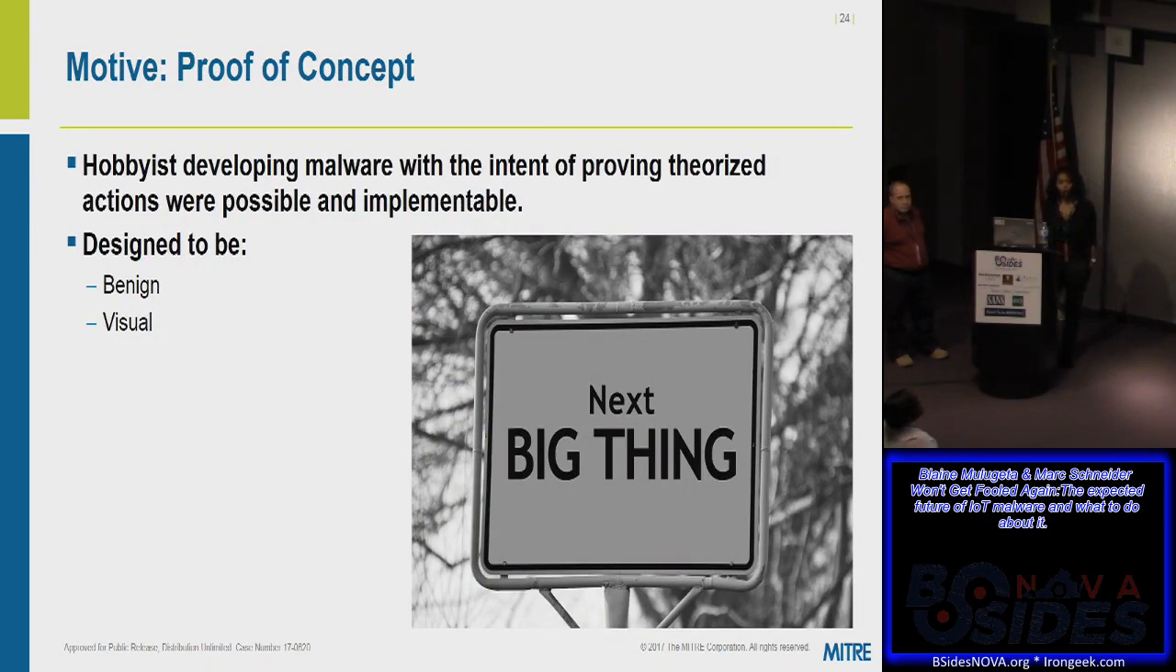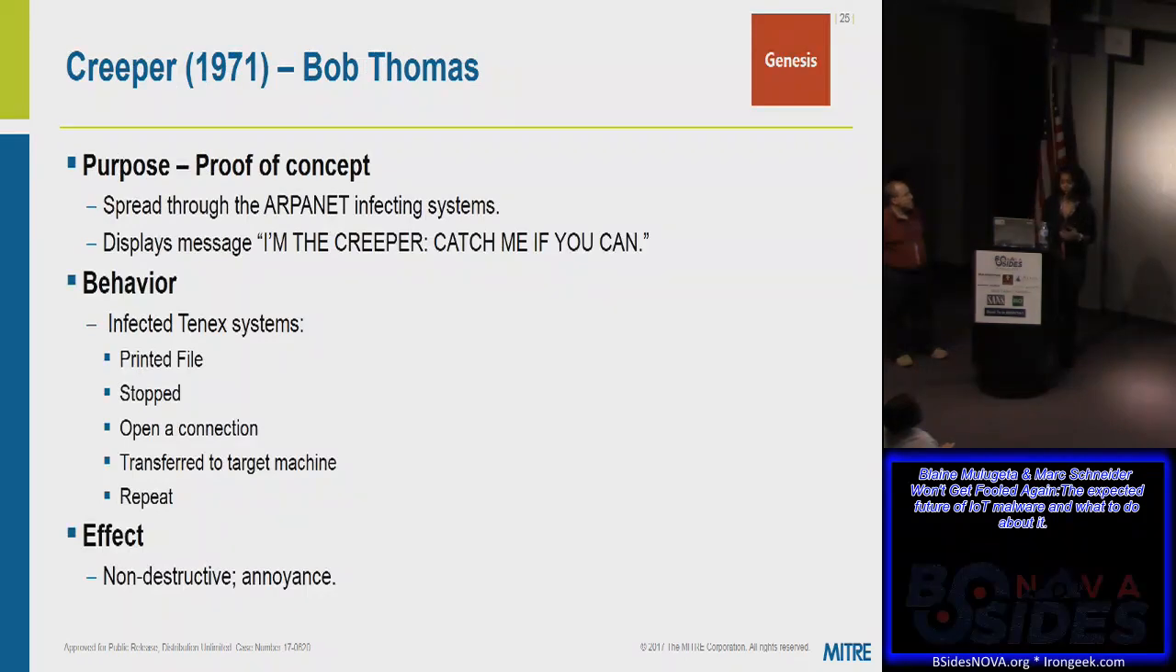So the first motive, proof of concept, in the past was largely seen to be authored by hobbyists and researchers who were trying to prove that something that was a theorized action was actually possible. And as seen in the past, these have been very harmless and very visual, unless harm or stealth was something the author was attempting to prove was a capability.